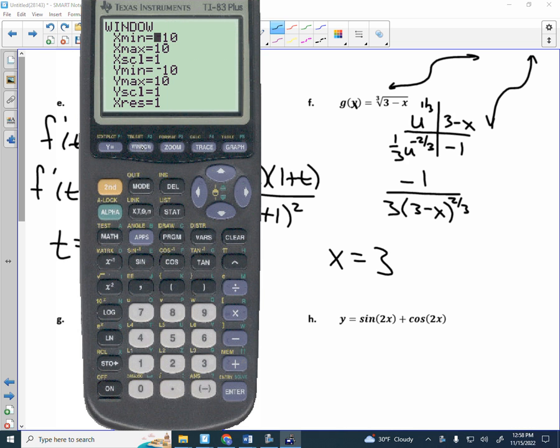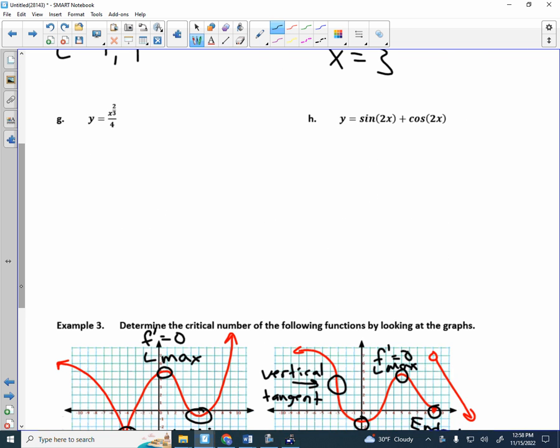And if you don't like the graph, you could go ahead in your window and change the min to a negative 3 and a positive 3. It'll give you a better view of that vertical tangent. We all good with that? Good. Okay, 2 more here.